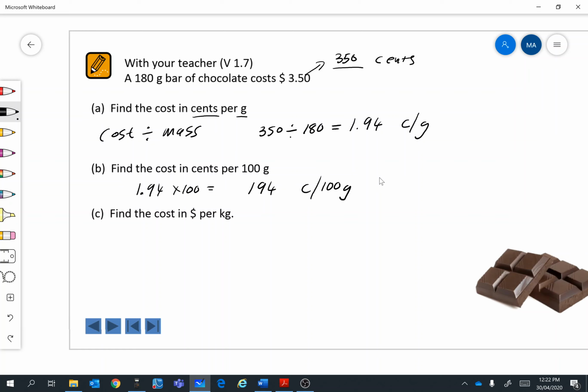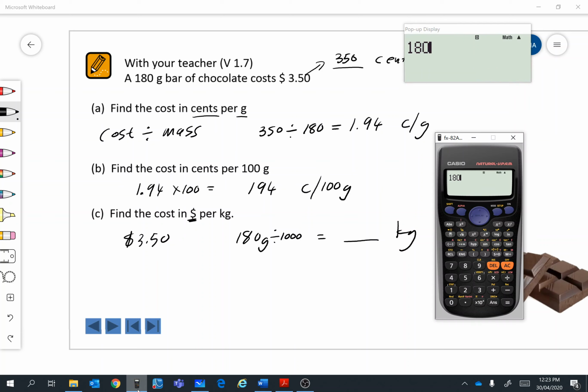Okay, now in this part C, we're asked for the cost in dollars per kilogram. So I'm going to go back to the original cost we had, which was $3.50, and we'll leave it in dollars. Now in kilograms, 180 grams. How do we convert 180 grams to kilograms? How many kilograms is that? Well, we need to divide that by 1,000. So 180 divided by 1,000 is 0.18.